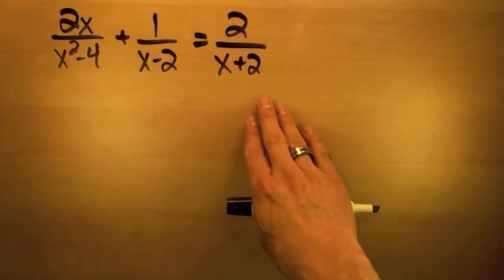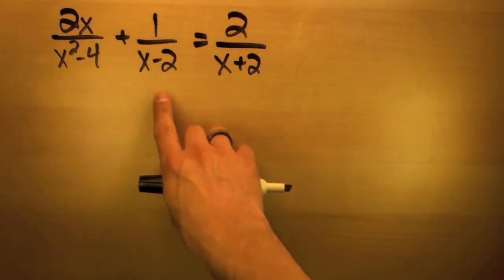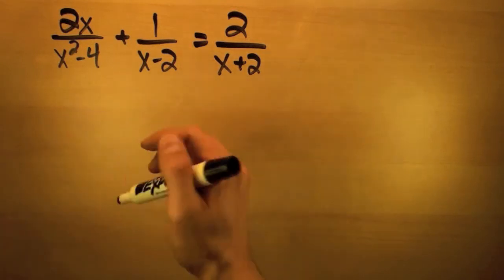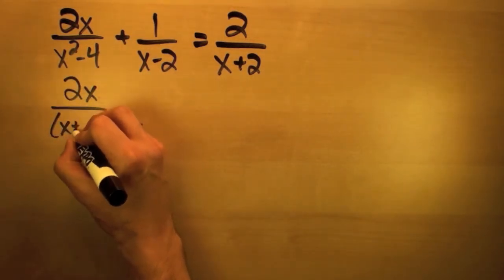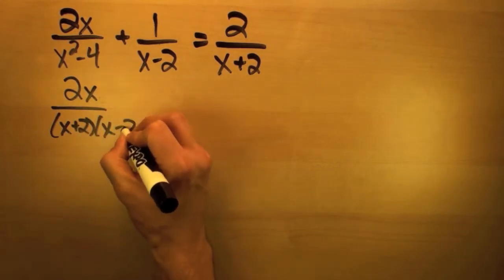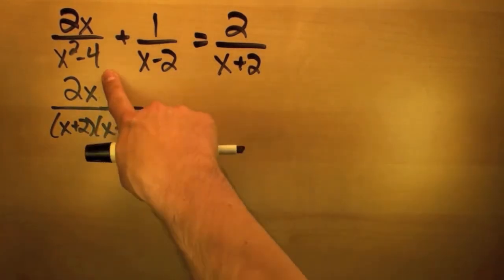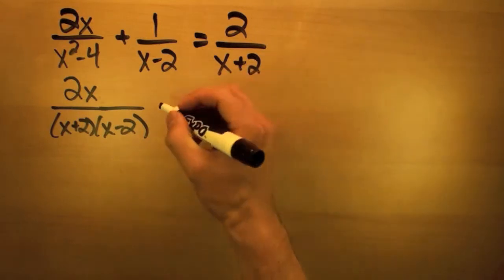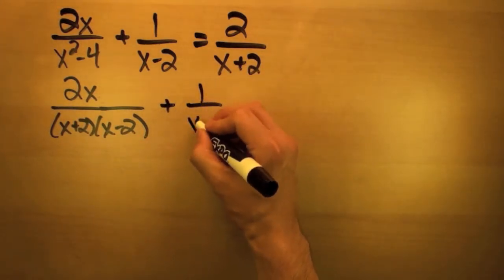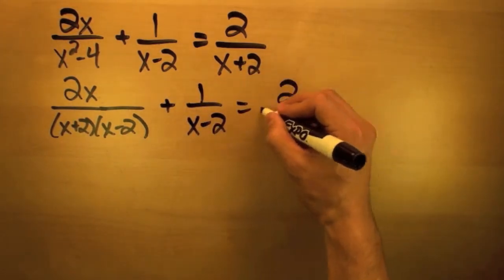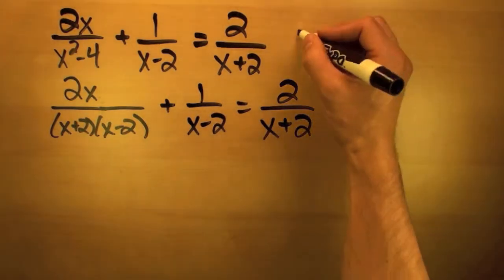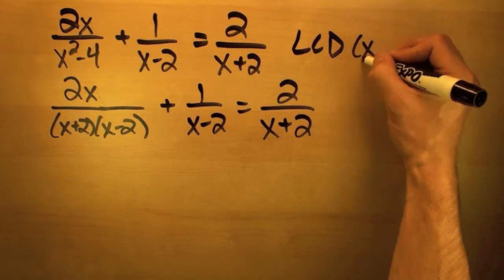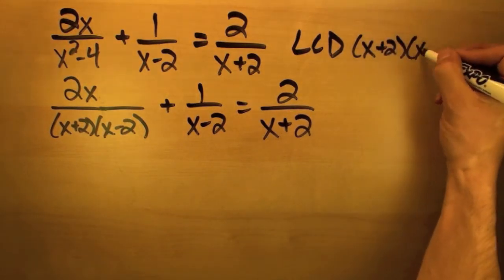So if we look at this equation, let's go ahead and factor all of our denominators so we can really see what those factors are. So we get 2 over (x plus 2)(x minus 2), since x squared minus 4 is a difference of squares, plus 1 over x minus 2 equals 2 over x plus 2. And now we can see that our least common denominator is (x plus 2)(x minus 2).